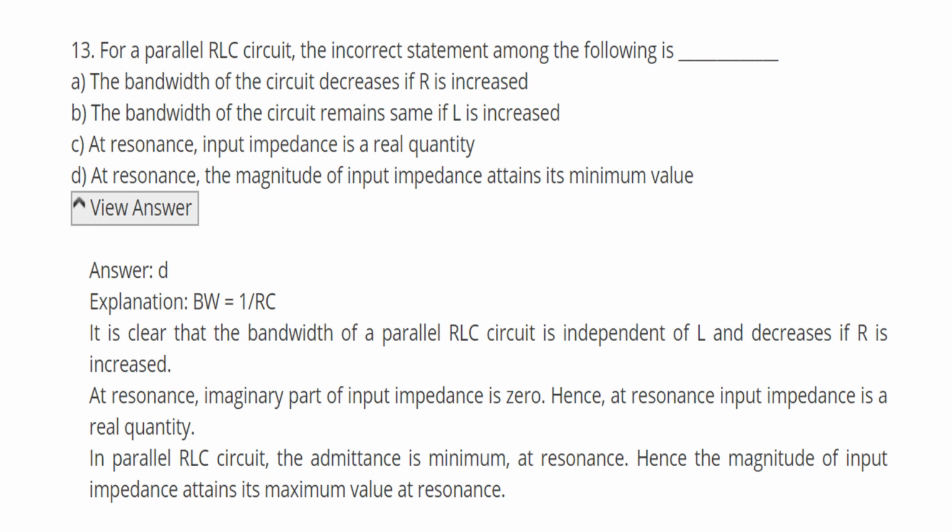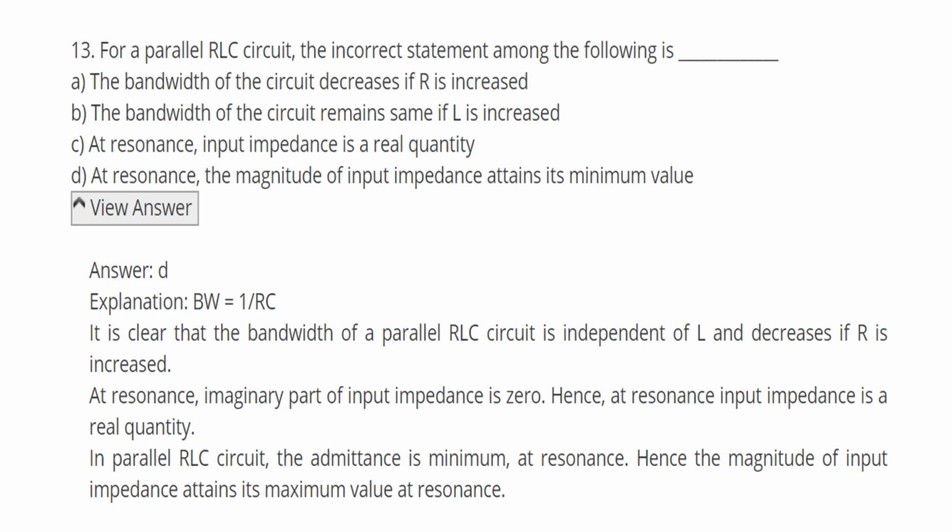Question number 3. For a parallel RLC circuit, the incorrect statement among the following is, which one is the incorrect statement? First is A: the bandwidth of the circuit decreases if R is increased. B: the bandwidth of the circuit remains the same if L is increased. C: at resonance, input impedance is a real quantity. D: at resonance, the magnitude of input impedance attains its minimum value.